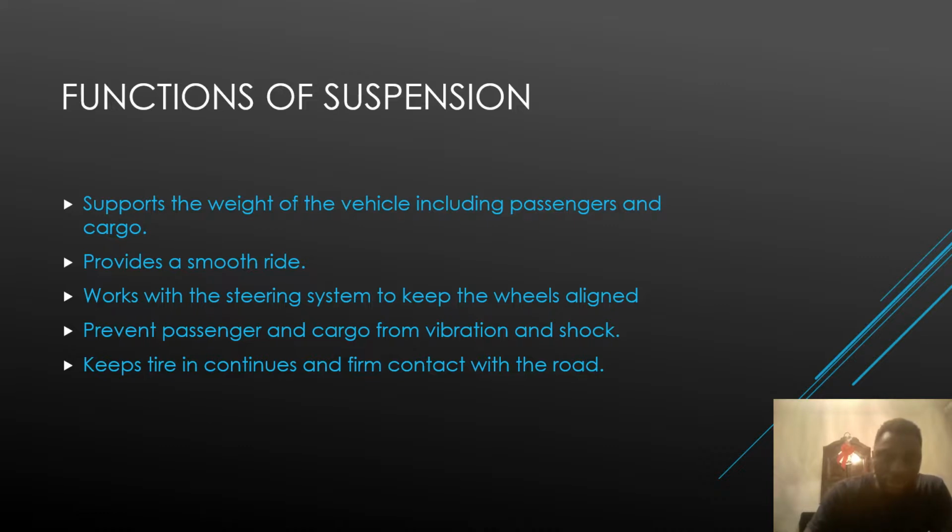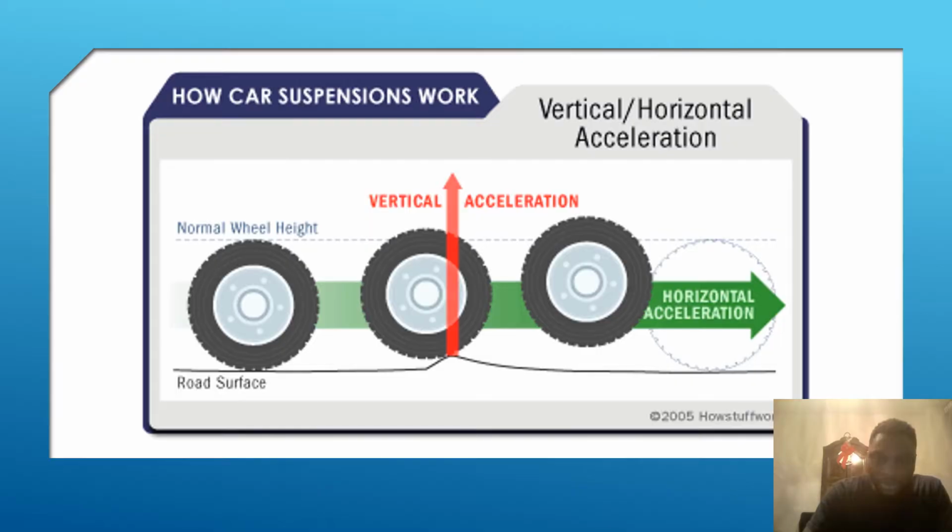So the functions of suspension systems. The main function is that it supports the weight of the vehicle, including the passengers and the cargo. It provides a smooth ride, works with the steering system to keep the wheels aligned, prevents passengers and cargo from vibration and shock, and keeps the tire in continuous and firm contact with the road, which is necessary because you don't want your car to spin over.